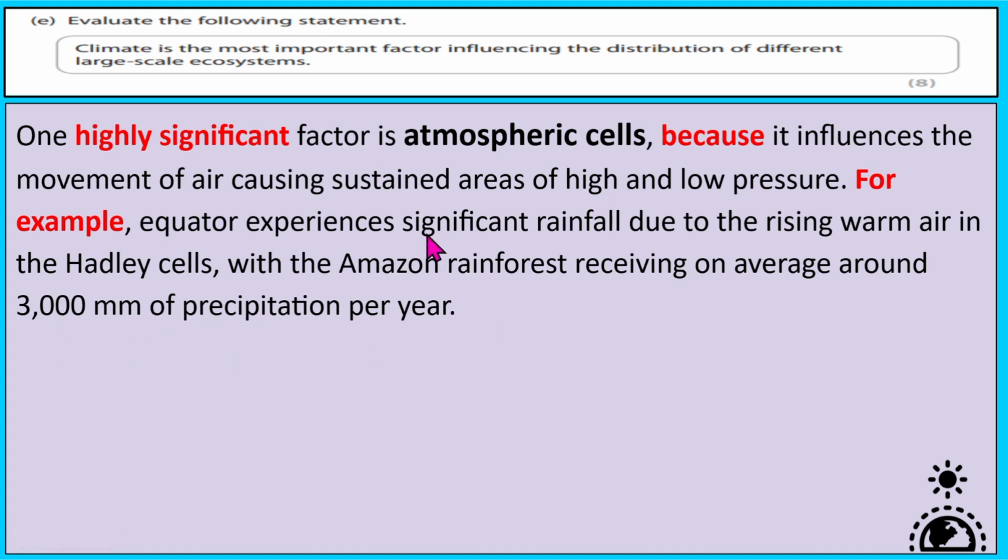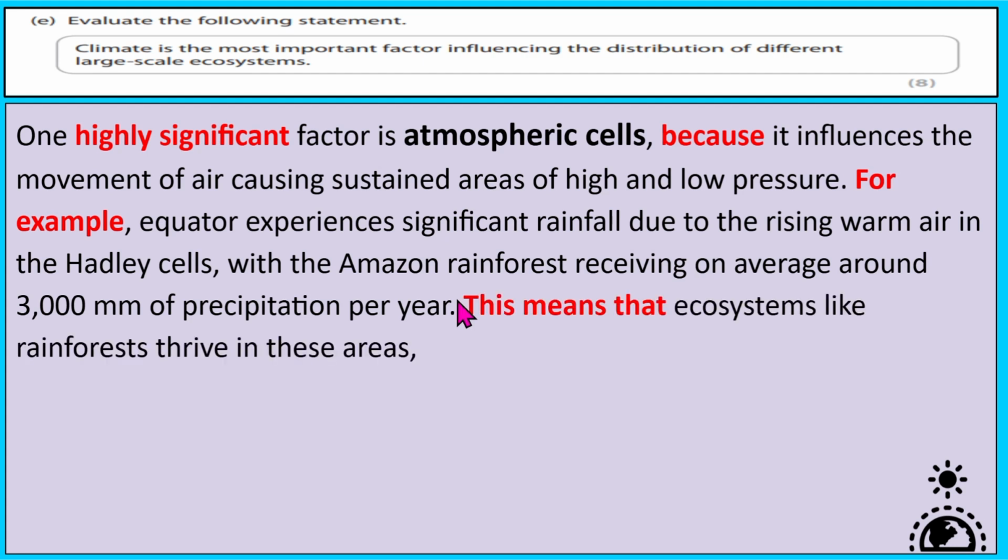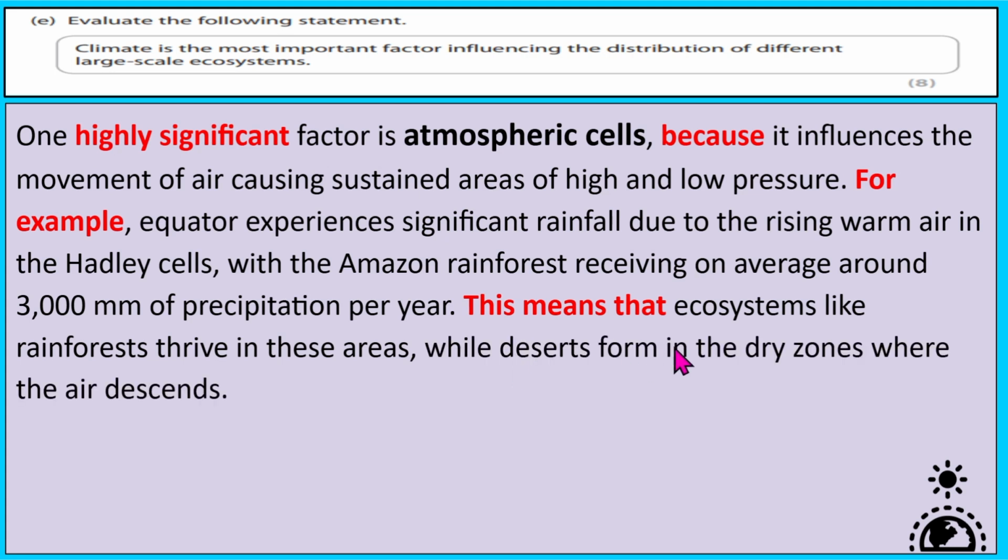So I've got some data in, I've got a named example, so my case study is good. Again, you don't want to spend too much time writing about your case study, just one sentence is really enough in this paragraph. Now we move on to the effects. This means that ecosystems like rainforests thrive in these areas. So again, I'm using words from the question like ecosystems to remind the examiner I'm still on topic. Whilst deserts form in the dry zones where air descends.